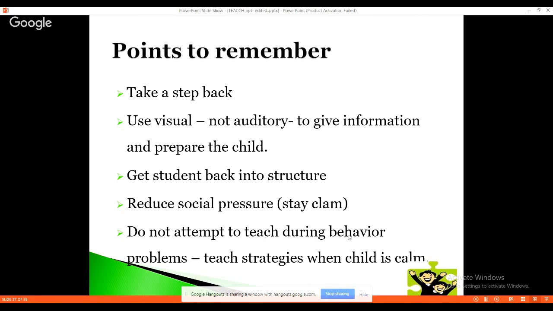Do not attempt to teach during behavior problems. So if I have a child who's having a major tantrum, that time if I go with a schedule, it's not going to help. It will only help when the child is settled. Like as I told you before, I see TEACCH as an antecedent strategy and not as a consequence strategy in the A, B, and C. Okay, so that's about the thing here.